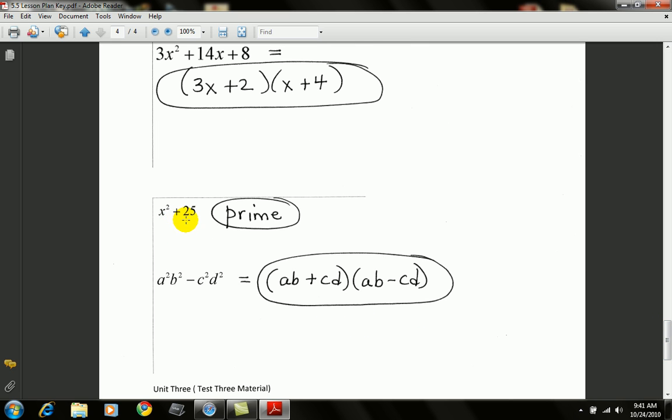x squared plus 25 is prime. No work to it. Remember what we've talked about earlier, and we're just confirming it: the sum of two perfect squares is prime. You're not going anywhere with that.